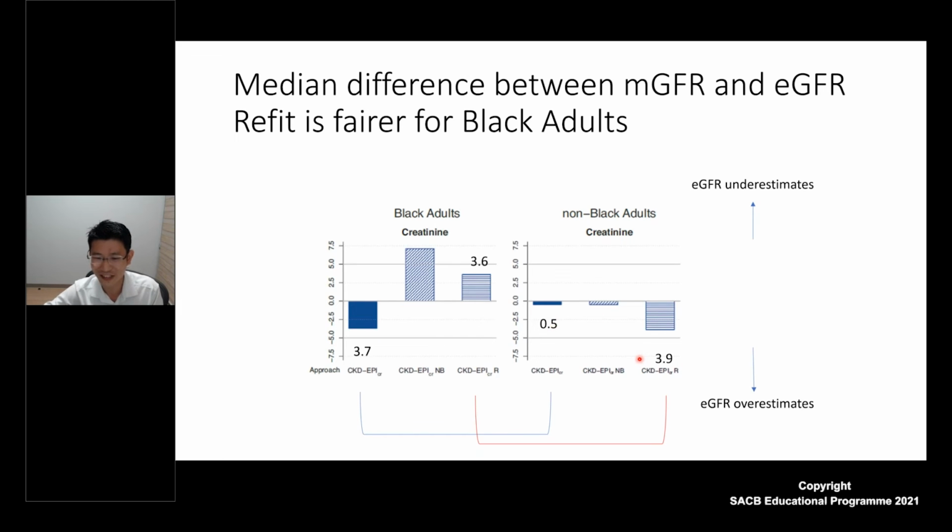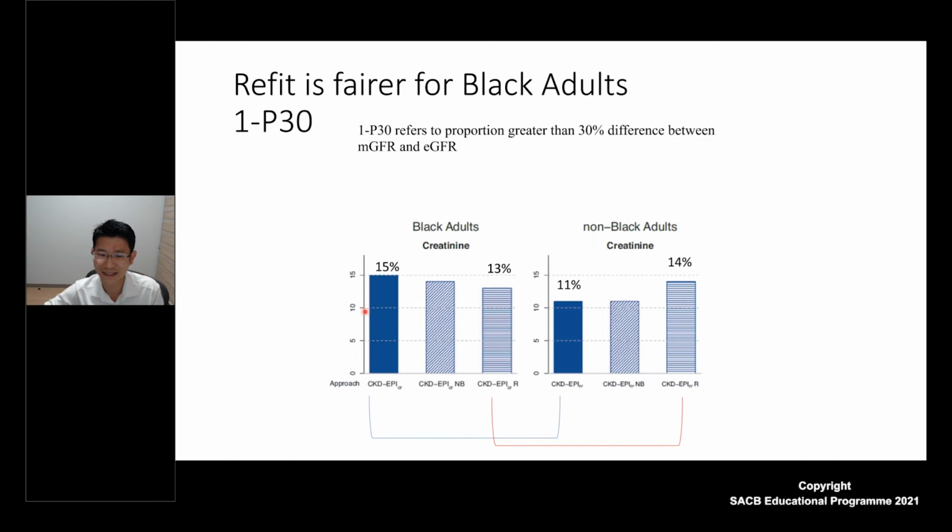Just looking at the non-blacks itself, the performance is actually worse, and this is the 1 minus P30. Last time it was 15% inaccuracy for blacks versus 11% for the non-blacks, and now the inaccuracy is about 13% for the refitted for blacks, whereas 14% for non-blacks. So it makes things more equal between blacks and non-blacks.